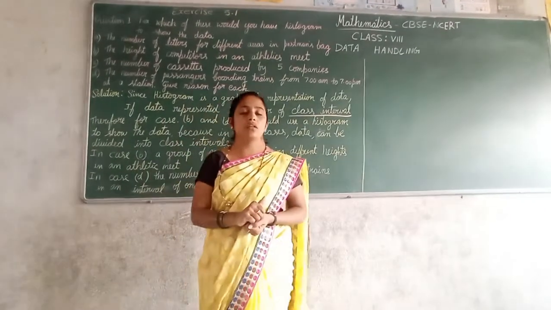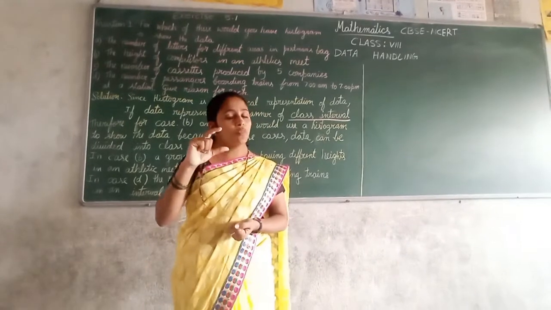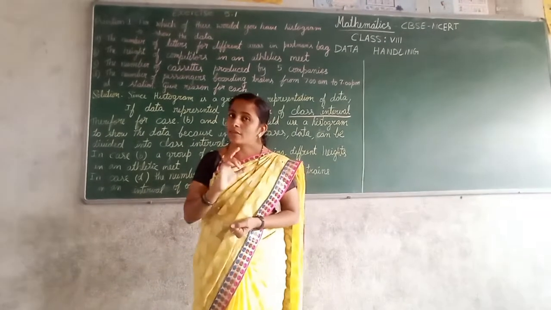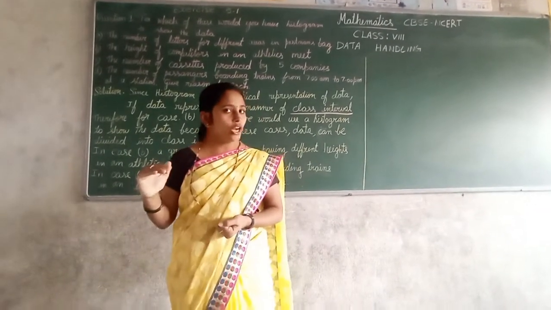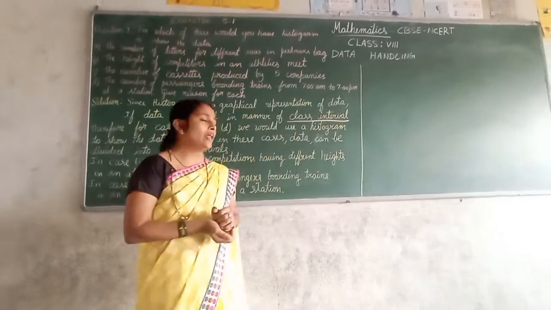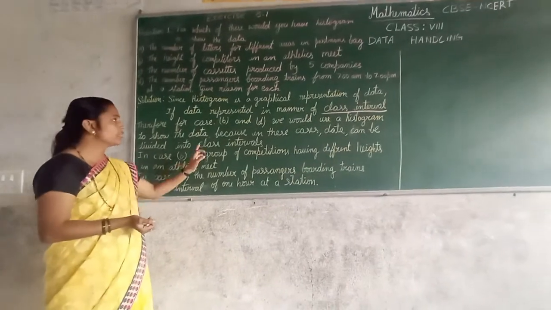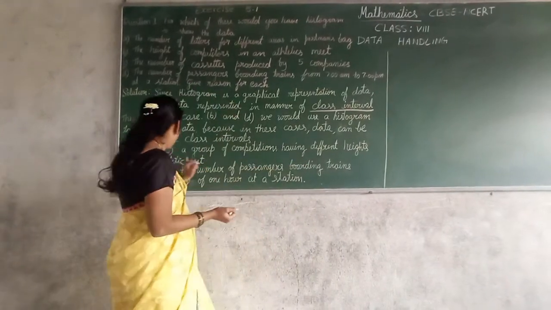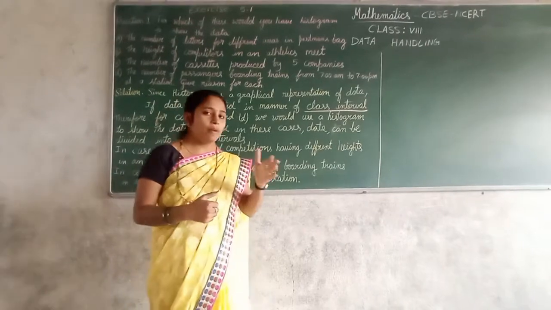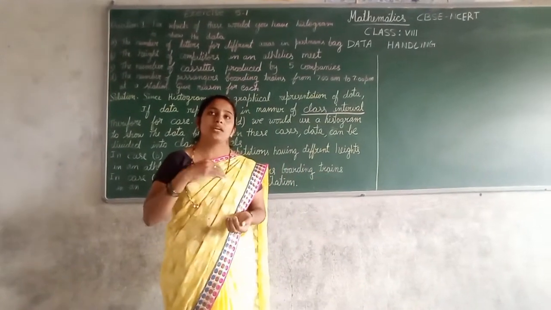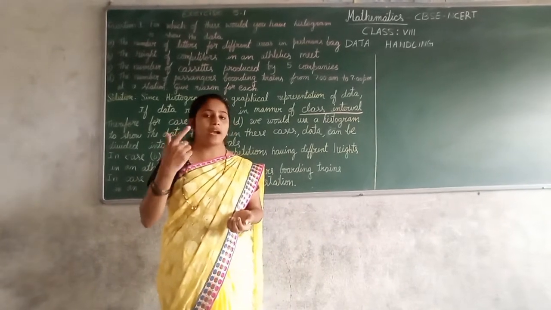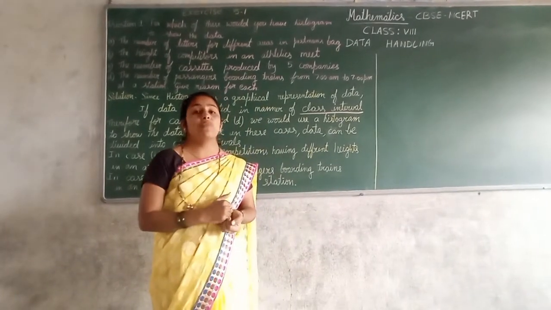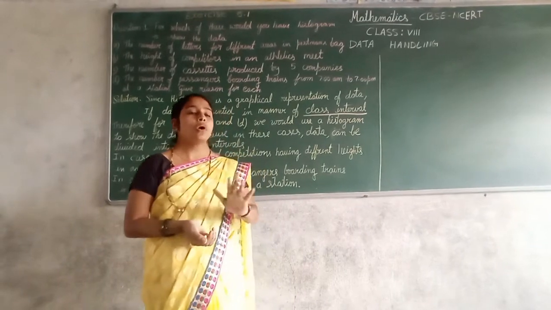The main concept for drawing a histogram is that you must be able to divide the given data into class intervals. Hope you know what a class interval is: the upper limit and the lower limit, and the intervals must be equal. Let us give the reasons. In case B, a group of competitors in an athletic meet will not all have the same height. So you can start from 0 to 50 centimeter, 50 to 100, 100 to 150, then 150 to 200. In that way you can divide the given data into class intervals.